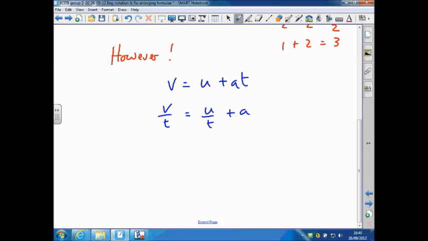Now remember what I'm after, get a on its own. So what do I do now? Take away u over t, v over t minus u over t equals a. What can I do with the left hand side? Not cancel in this case, but because it's the common denominator, I can combine them and call it v minus u all over t, like we did in the drill, equals a. And so now we've got the same answer as we had the other way. a equals v minus u over t.